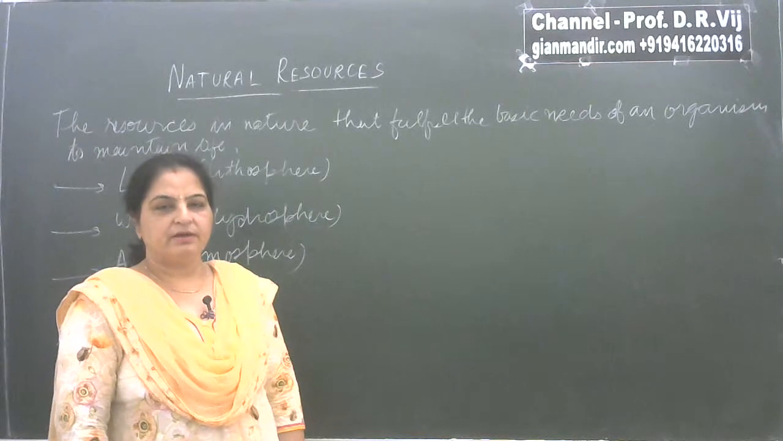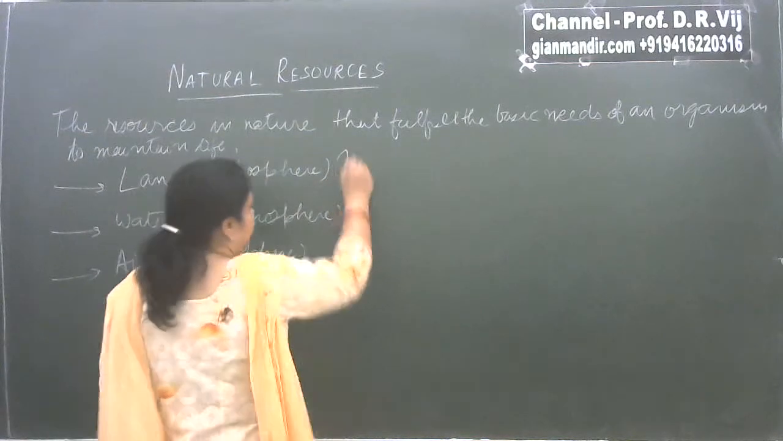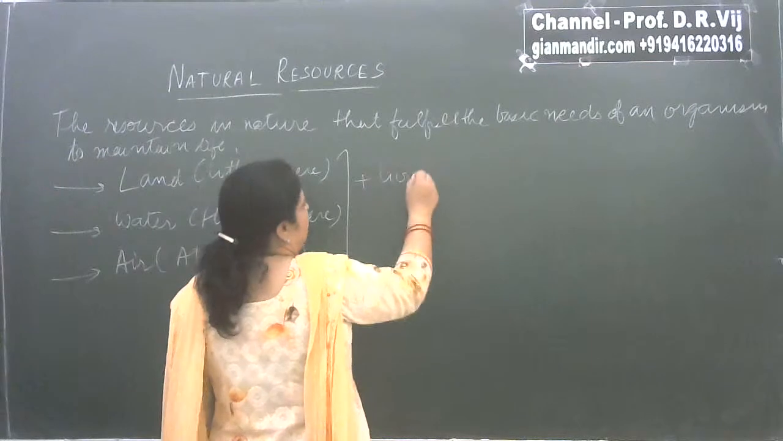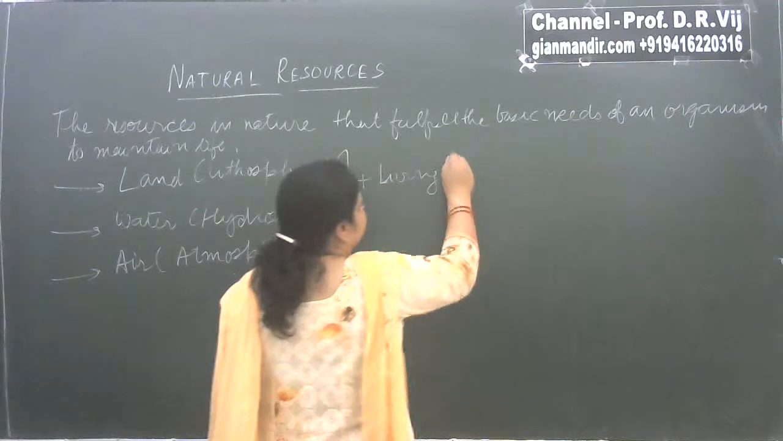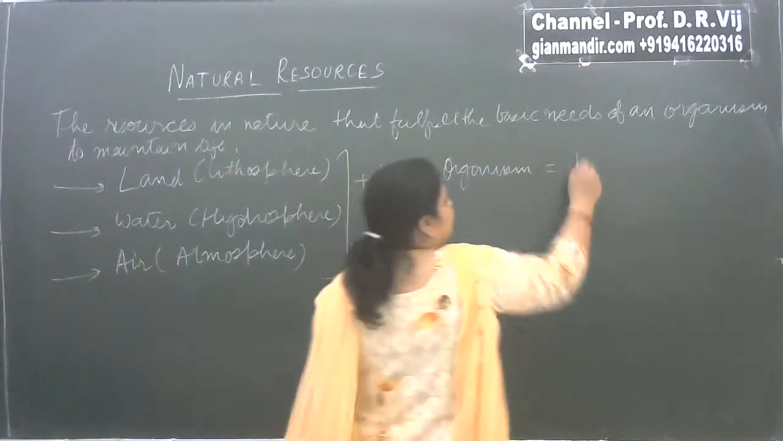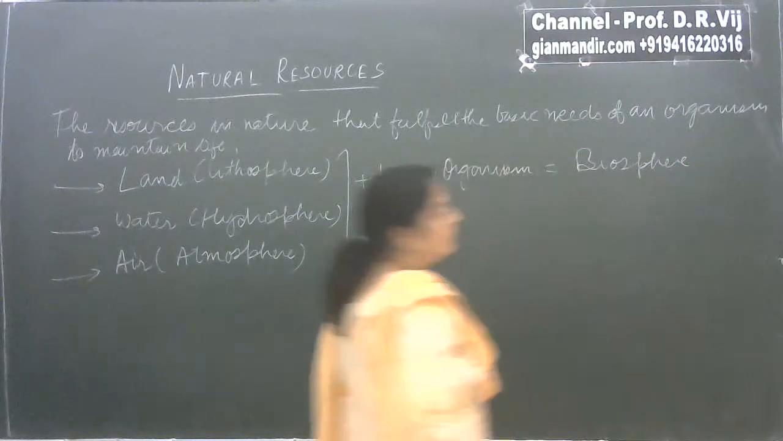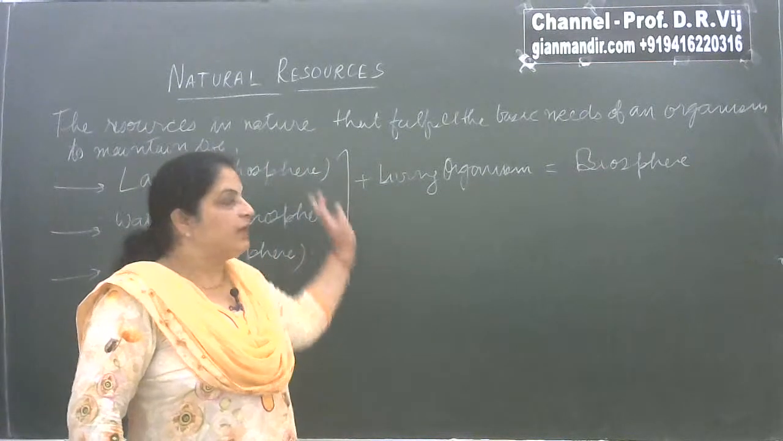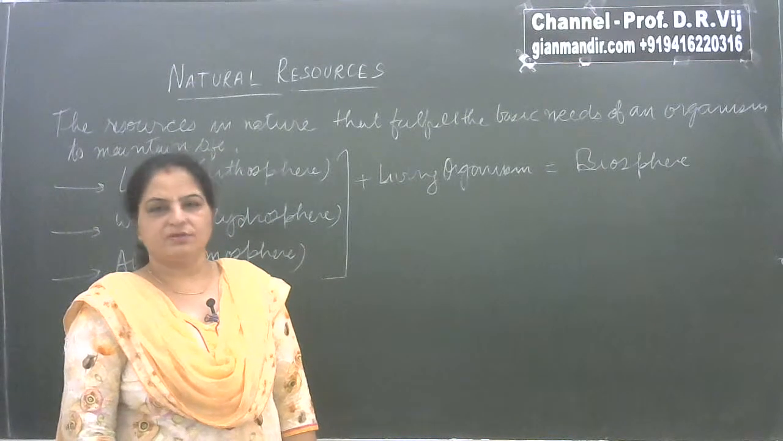It provides us air to stay alive, and all the three, lithosphere, hydrosphere and atmosphere, along with living organisms, make the biosphere. So what is biosphere? Biosphere is a region where life survives along with interaction of all the three spheres: hydrosphere, atmosphere and lithosphere.